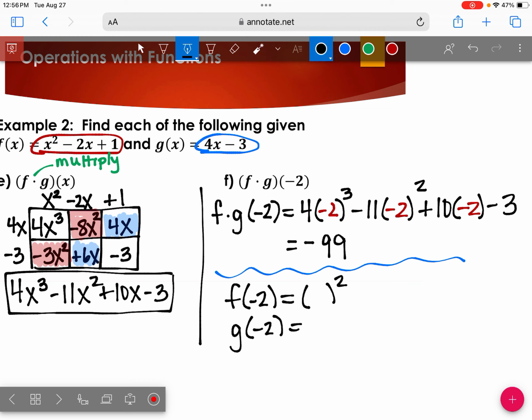So we have negative 2 squared minus 2x. So I want you to pick up your calculators, plug in your negative 2 for here and here. Go ahead and find your solutions.